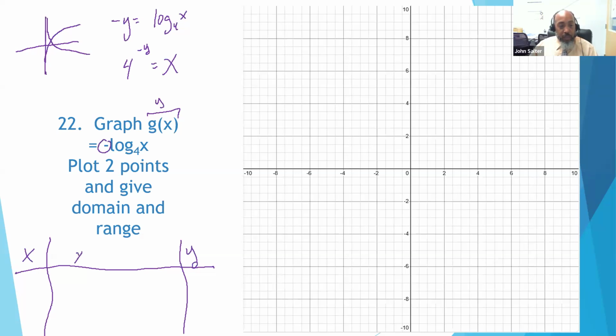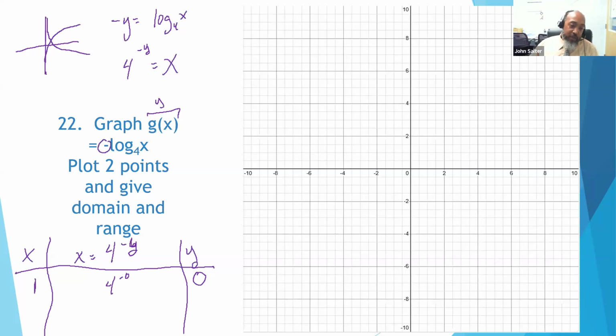x equals 4 to the negative y. So what I'm going to do is plug in y values to get an x. Well, I know the easiest thing to plug in will be 0, because then I would get 4 to the 0 power, which just equals 1.